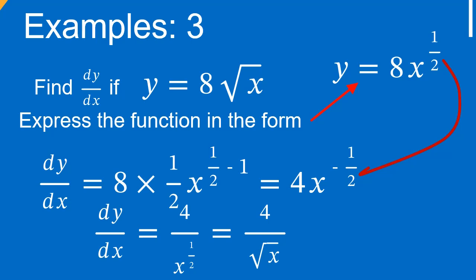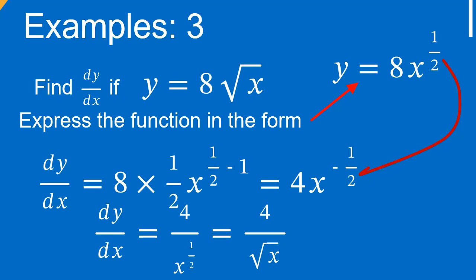So dy/dx is equal to, according to the rule, the power will come down. We have 8 as the existing coefficient. With the power coming down, we have 8 times 1 over 2 x, then we subtract 1 from the power. So we have 8 times 1 over 2 x raised to the power of 1 over 2 minus 1. 8 times 1 over 2 will give us 4, right? And 1 over 2 minus 1 will give us minus 1 over 2.